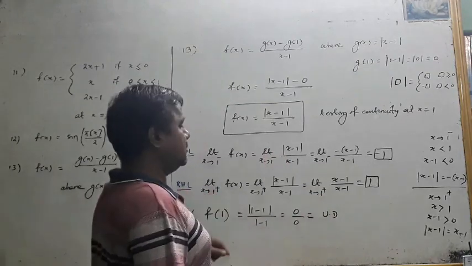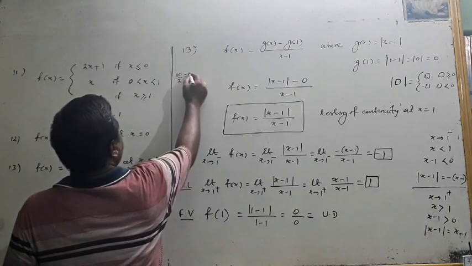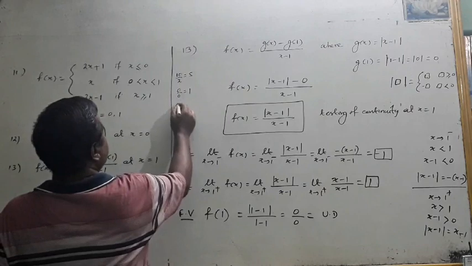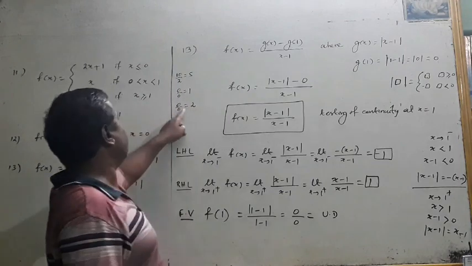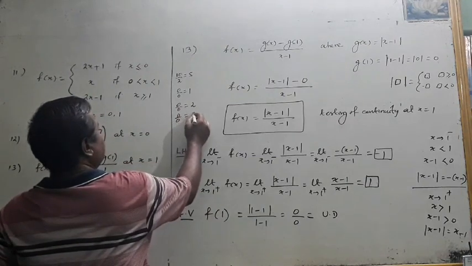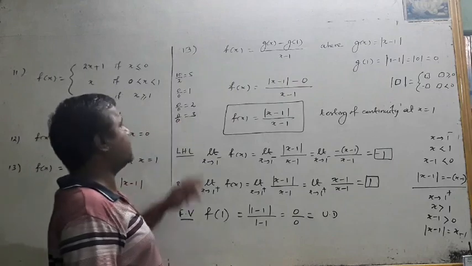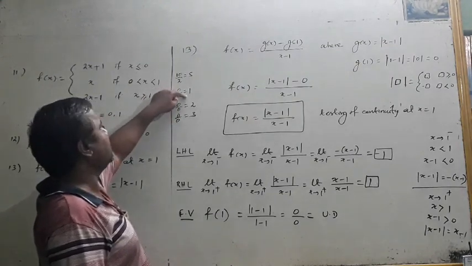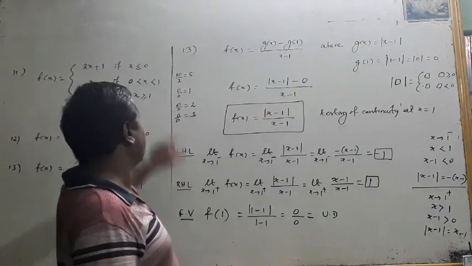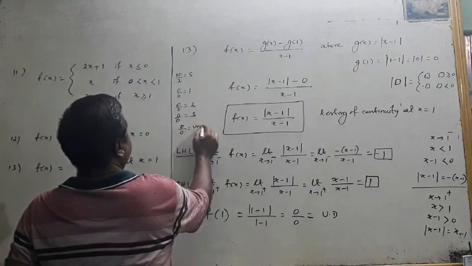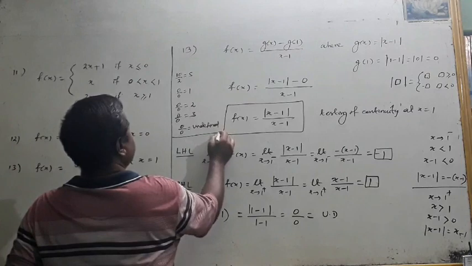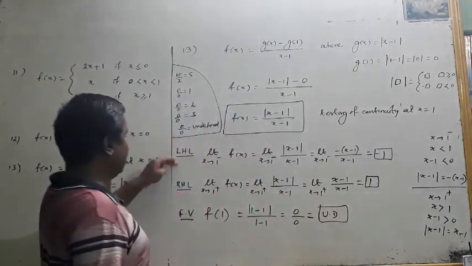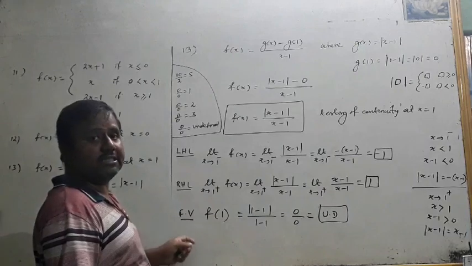Why is 0 by 0 undefined? You should remember. Suppose 10 by 2, you are telling 5 because 2 into 5 is 10. 0 by 0 is 1 because 0 into 1 is 0. 0 by 0 is also 2, because 0 into 2 is equal to 0. 0 by 0 can also be 3, because 0 into 3 is equal to 0. Here look at it: 0 by 0, 0 by 0, 0 by 0, all left sides are equal. Then can you say 1 is equal to 2 is equal to 3? It is impossible. So 0 by 0 is treated as undefined. Hence, the function is not continuous since LHL, RHL and f(1) are not equal, so the function is discontinuous.